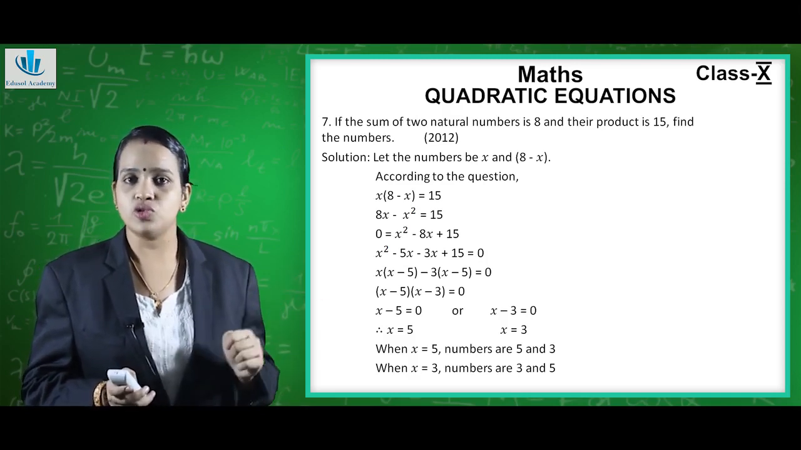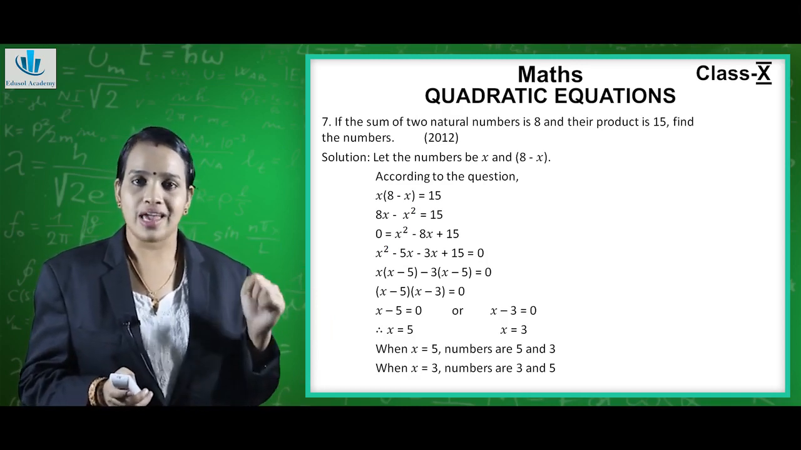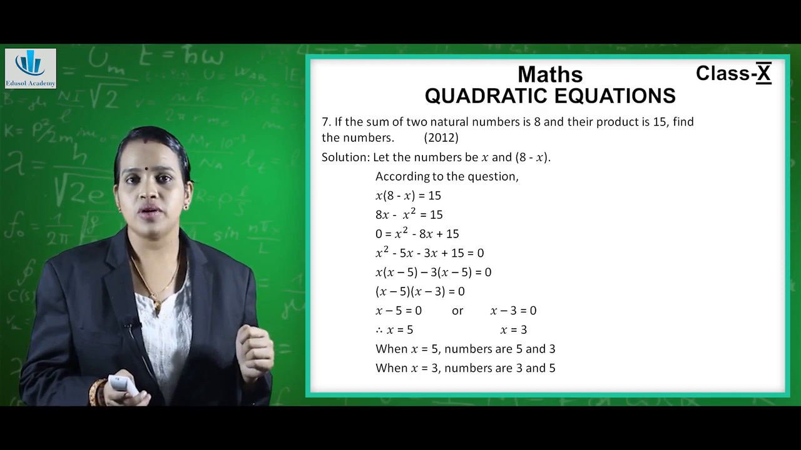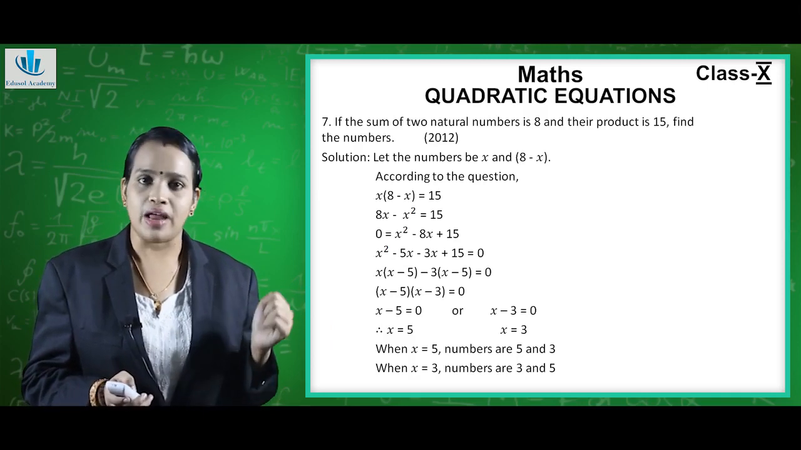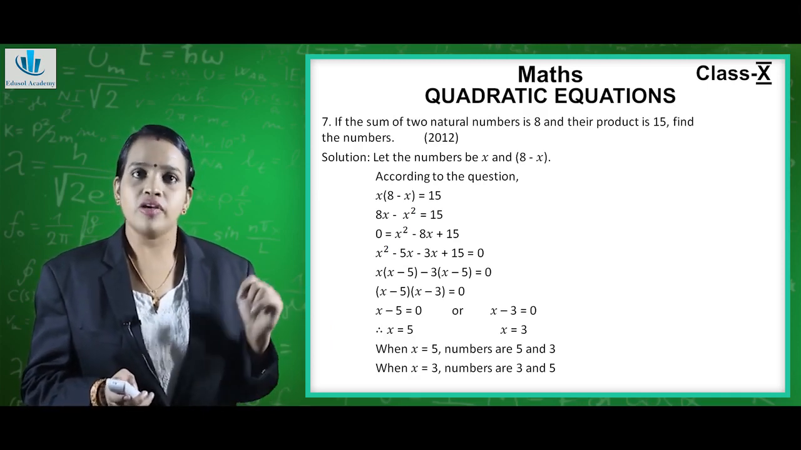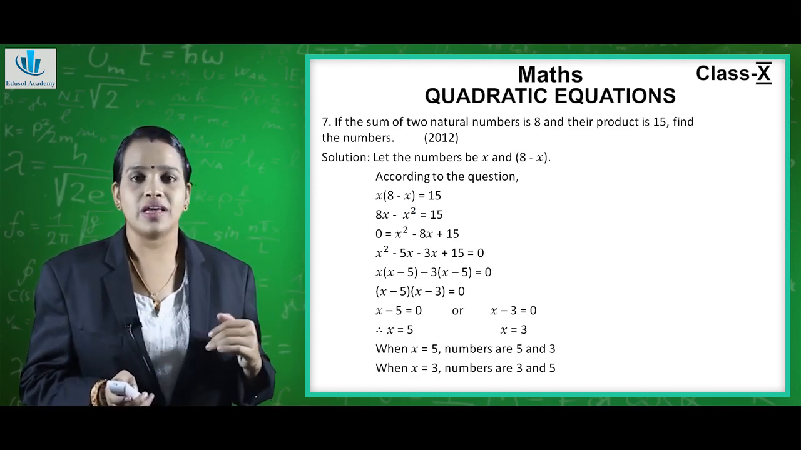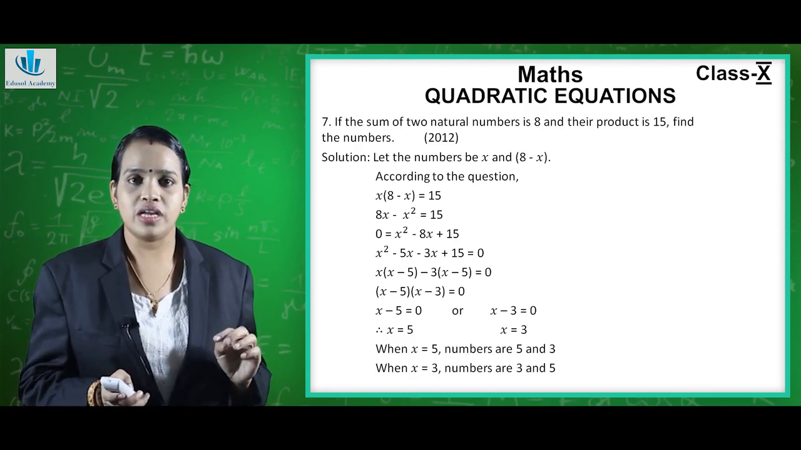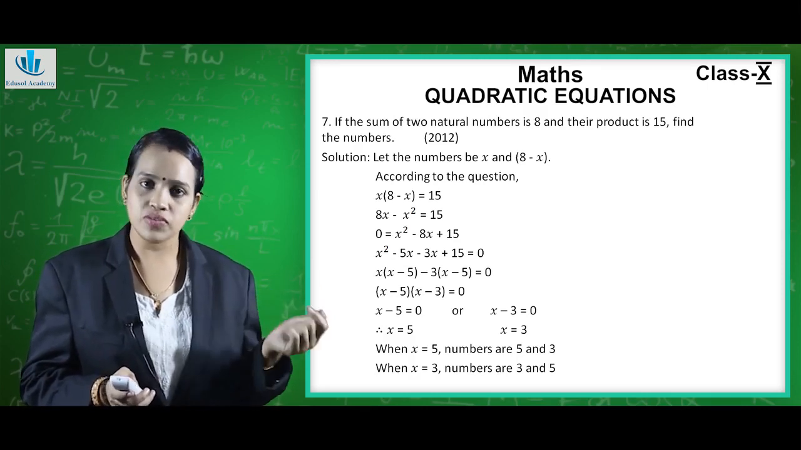Now we have got the two values of x, so we can take both the values. When we take x as 5, our numbers will be 5 and 3. When we take x as 3, our numbers will become 3 and 5. That is, when we sum it, it becomes 5 plus 3, 8. When we multiply it, it becomes 5 into 3, 15. Similarly, the second one, 3 and 5 we can take. When we add it, it becomes 8. When we multiply it, it gives 15.